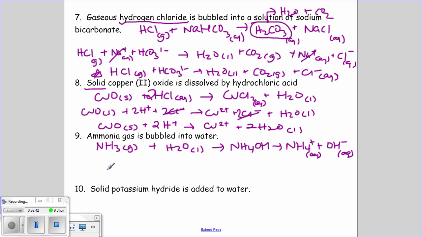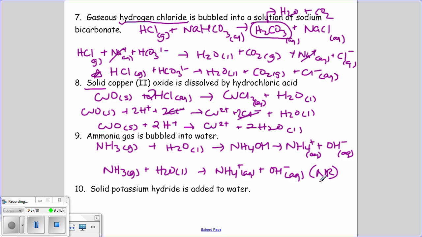So in the end, if we wanted to finalize our NIE, we'd have gaseous ammonia plus water, liquid, yields NH4 plus OH minus. Nothing can be canceled here because there's no spectators on either side. I would write this out, but technically there's nothing to see here. You can't see what's happening. I would write this as no reaction, just maybe in the end, just to show them that you do know what you're talking about. On the AP exam, though, they should not give you no reaction because they want to see your chemistry knowledge, not the fact that you can just tell me there's no reaction. They want to know a little bit more.